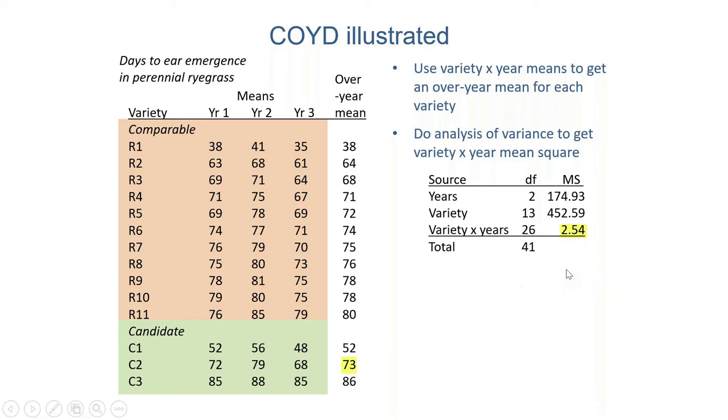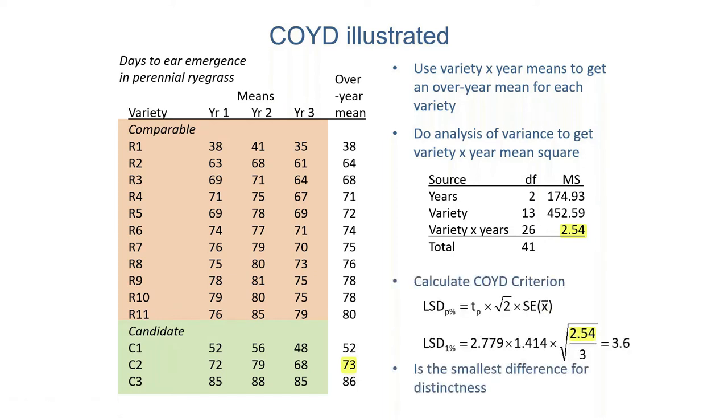Now, we use this information from the analysis of variance to calculate the COI-D criterion. We have a formula. There's the formula. And we just drop in the information from the analysis of variance into that formula. Now, the COI-D criterion is, in fact, just the least significant difference, which I'm sure you will be familiar with. And so there it is. We have the variety by years mean square, the number of years, the square root of 2, and a t value, and we end up with a value of 3.6.